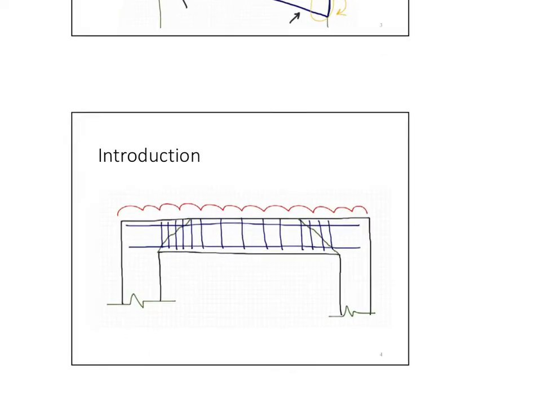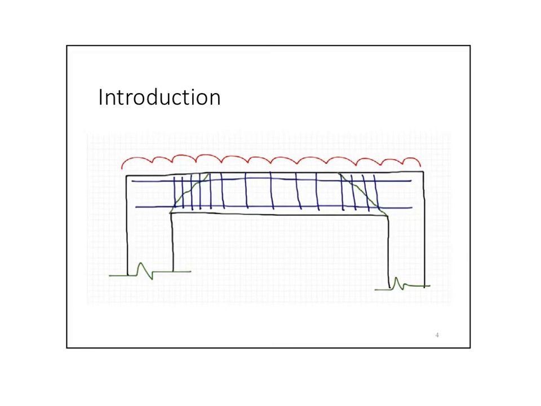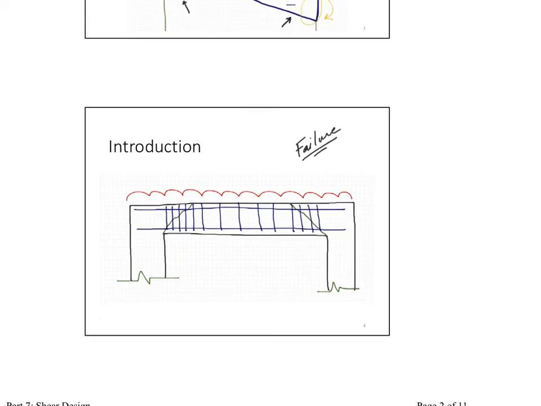Now, let's think about the failure. Why do we think about the failure? Because our limit state is always concerned with what happens at failure. So basically what I'm going to be working on is finding phi Vn. And the Vn is the shear at failure. It's the nominal shear load. It's the load that causes this section to fail.